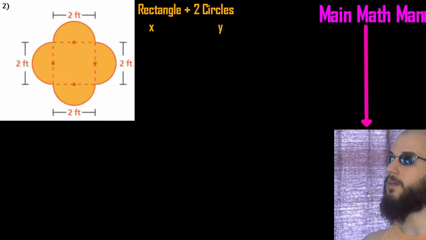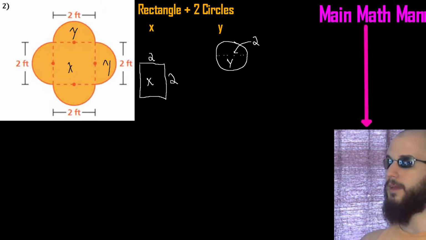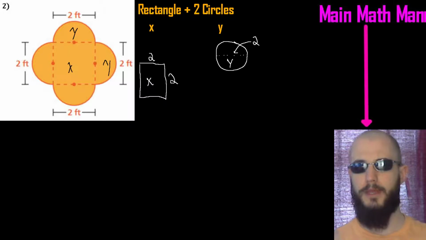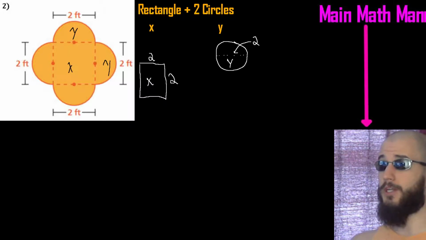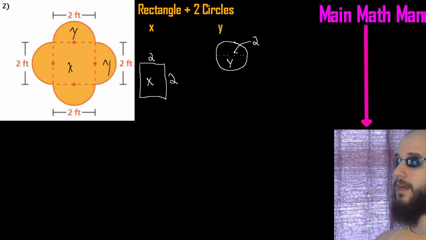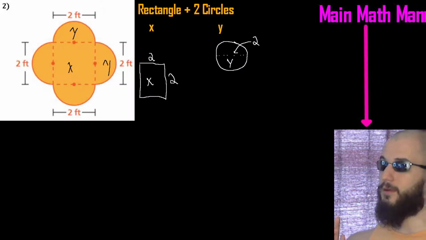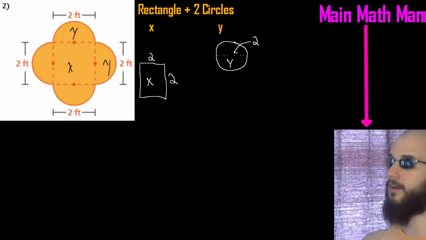X and Y, which let me actually do. Let's say our rectangle X, and let's say Y. All right. Again, something looking like this, and so now we can redraw those shapes, making sure that you have the appropriate dimensions or attributes. And so now we have the rectangle is going to be X, and the two circles are Y.